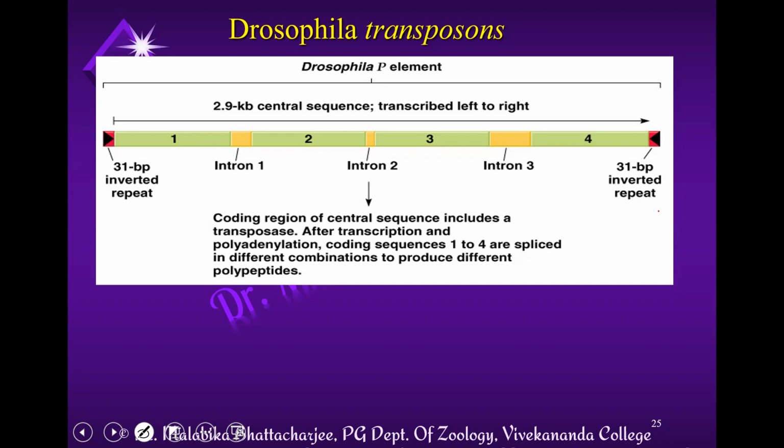If you remember last day's class, composite transposons are those transposons which are bordered by insertional sequences. In the boundaries, we are not seeing any insertional sequences. So these are non-composite transposons. As you can see, there are 4 genes and 3 introns. I'm sorry, I shouldn't say 4 genes. There are 4 open reading frames and 3 introns. So that is the P element.